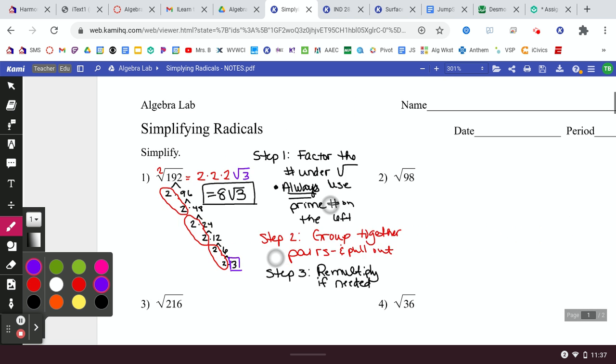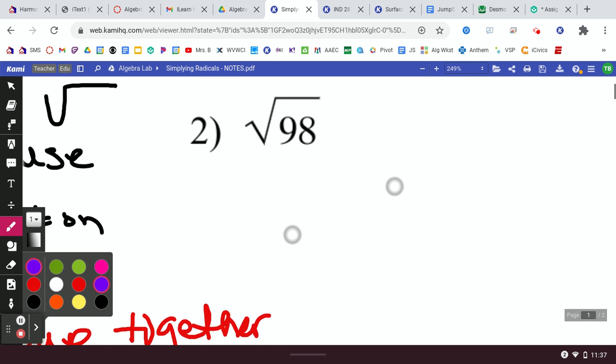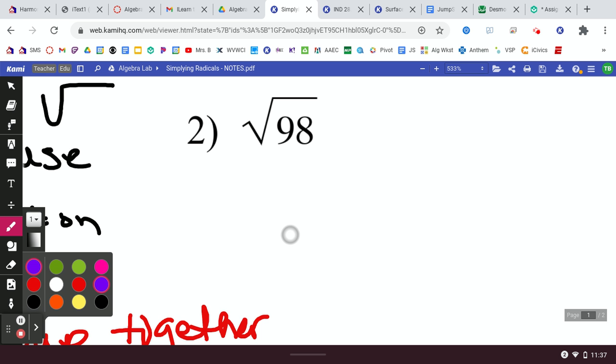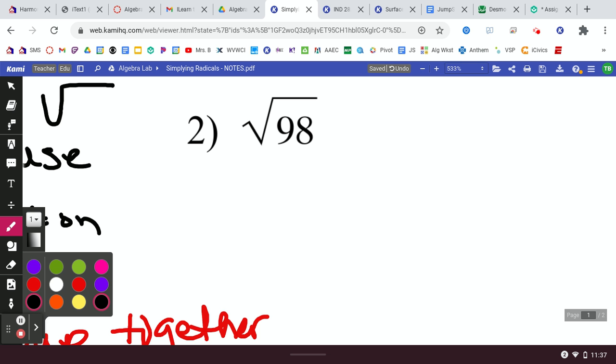All right, so let's look at 98. We're going to do the exact same thing here. We're going to factor 98. So the first thing we're going to do is go back to black here. It's even, so what should I start with? 2. So in my calculator, I'm going to hit 98 divided by 2, and I get 49. Okay? Now, 49 is not even, so I know I'm done with my 2s.